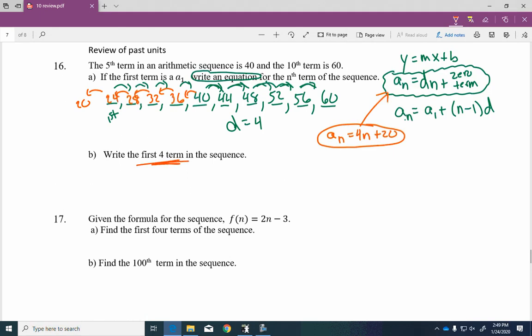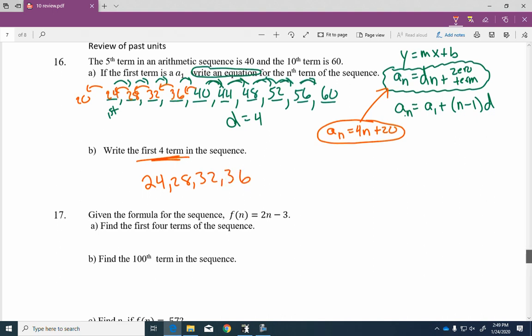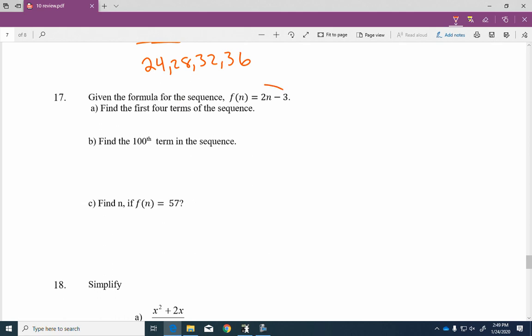Write the first 4 terms in a sequence. I do have them up above. I'll just write them again here. On number 17, they're giving us a formula. I actually know that that's the common difference. I know that this is the 0 term. But if you don't remember that, you could still find the first 4 terms of the sequence, because if you plug in a 1 for n, I should get the first term. If I plug in a 2 for n, I should get the second term, and so on. So let me do the plug-in method for a moment.